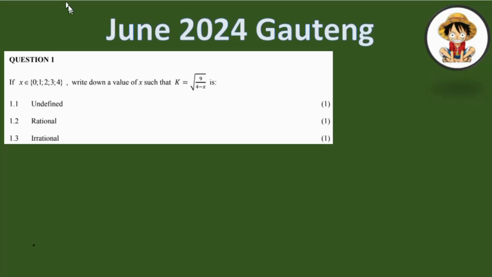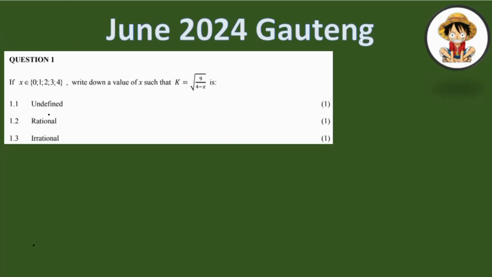So the first question says, if x is an element of {0, 1, 2, 3, 4}, write down a value of x such that k is equal to the square root of 9 over (4 minus x). This is either undefined, rational or irrational. Now, when you listen to that English, it might sound confusing, but trust me, it's not. You have to know these things. The more you do them, the easier they'll be for you.